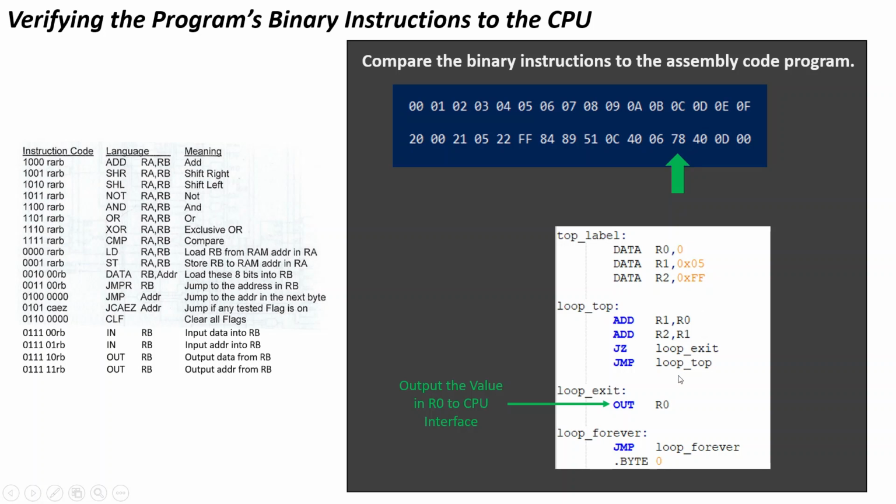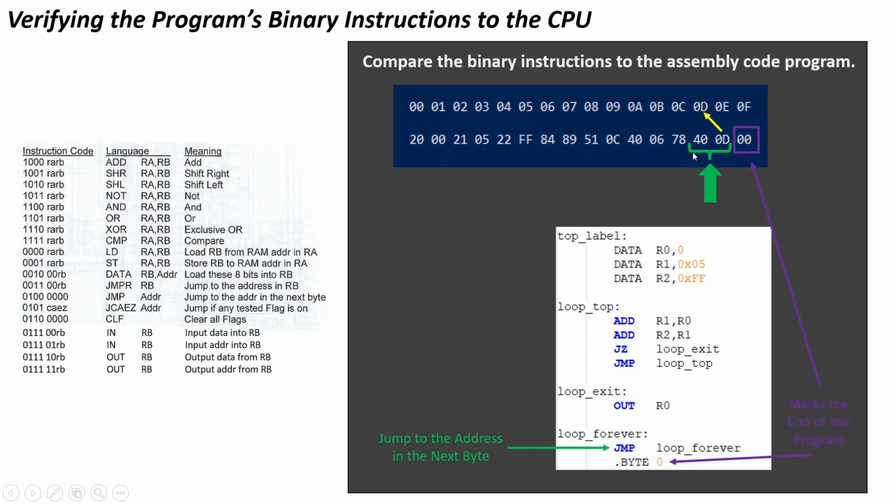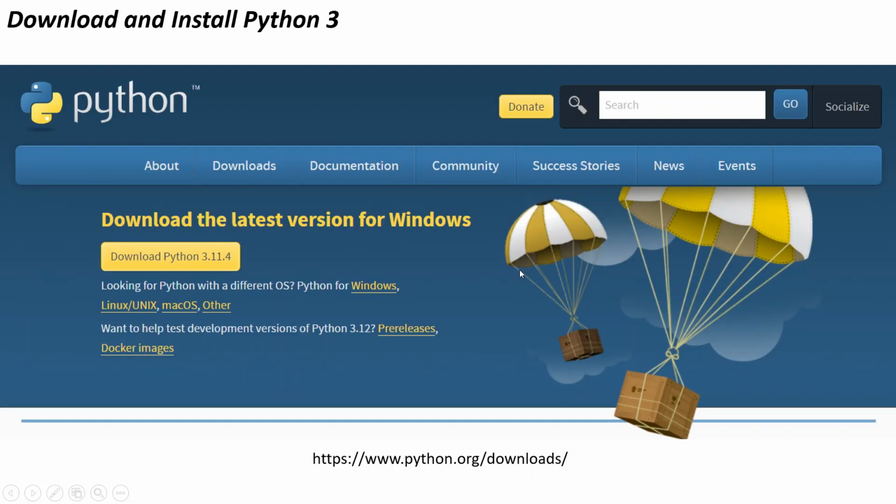We're outputting from R0, and then we go into the forever loop where we just hold the processor, and that's a simple jump instruction. We're going to jump to 0D, which is the location that holds that jump instruction. So the CPU will just get caught up in a forever loop right here. And here you see the 00 from the .byte 0 that marks the end of the program. So after verifying, it seems that all of the binary instructions are correct.